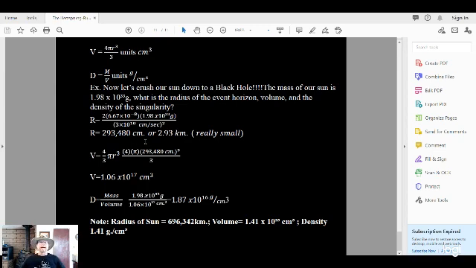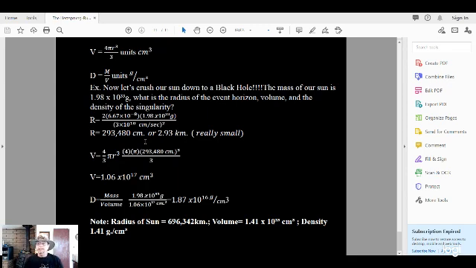Now I'm going to take that in centimeters, cube it, times pi, times 4, divide the whole mess by 3, and I get the volume of the event horizon. This whole area is 1 times 10 to the 17th centimeters cubed. Sounds big until you figure out that the actual, I put it at the bottom here, the volume of the sun is 1.41 times 10 to the 23rd. So we really made it small.